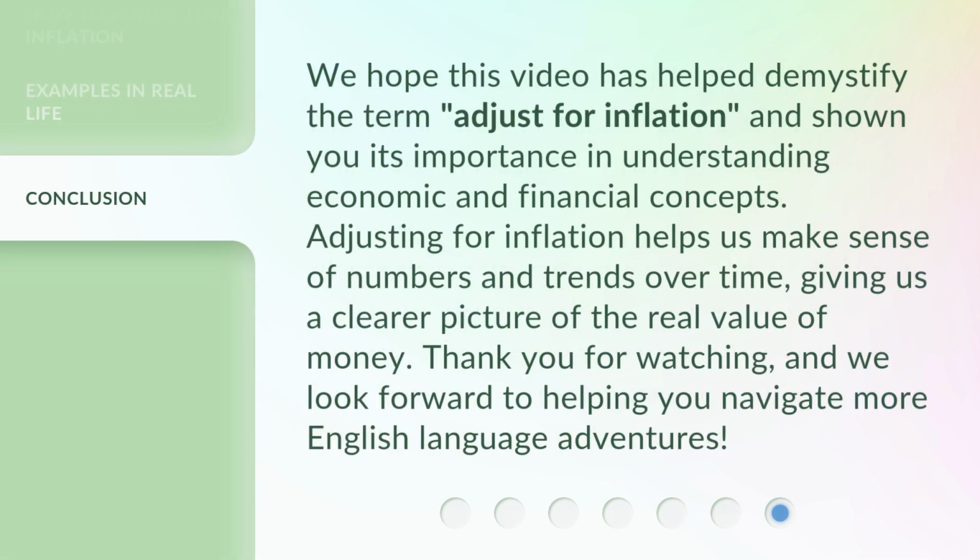We hope this video has helped demystify the term "adjust for inflation," and shown you its importance in understanding economic and financial concepts. Adjusting for inflation helps us make sense of numbers and trends over time, giving us a clearer picture of the real value of money.